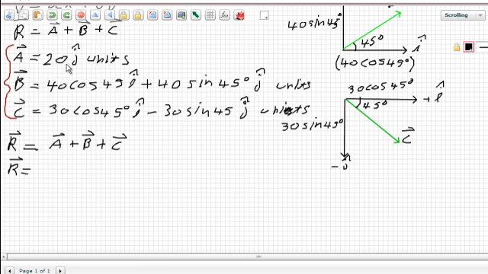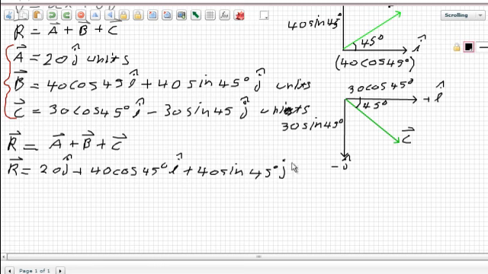So let's start with vector A, which is 20j, plus vector B, which is 40 cosine 45 degrees i, plus 40 sine 45 degrees j, and finally vector C, plus, let's see if I can continue below here, 30 cosine 45 degrees i, minus 30 sine 45 degrees j.